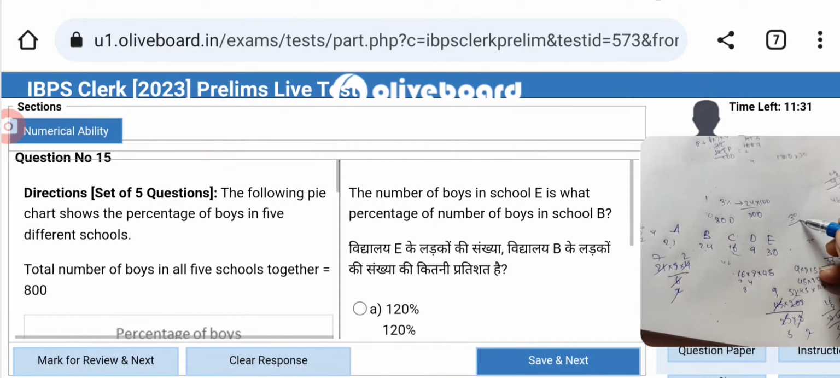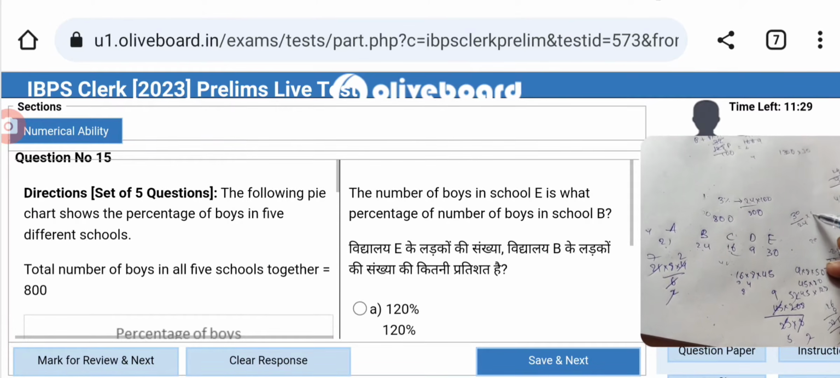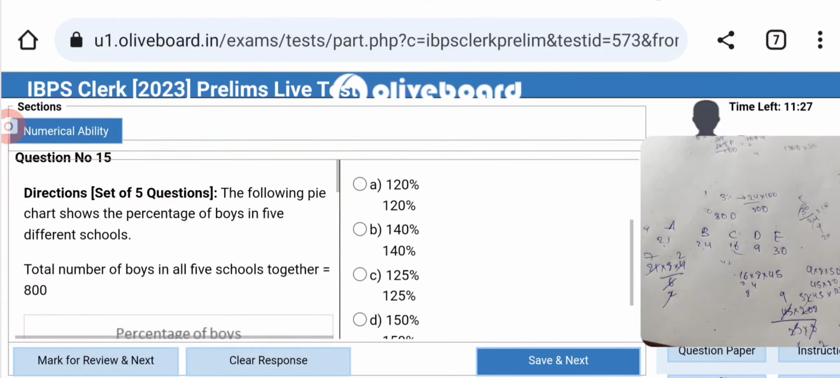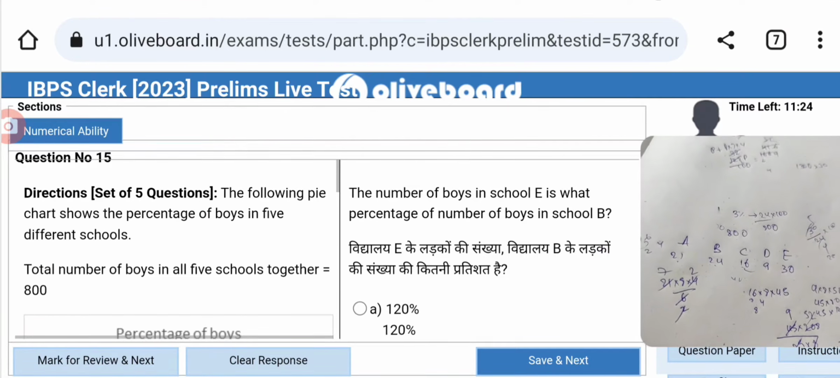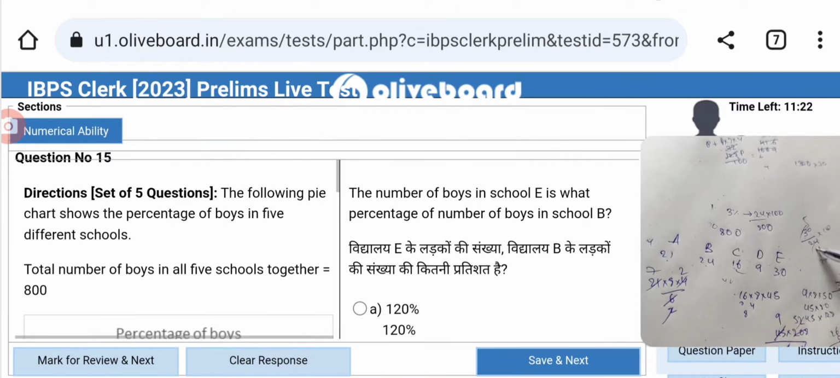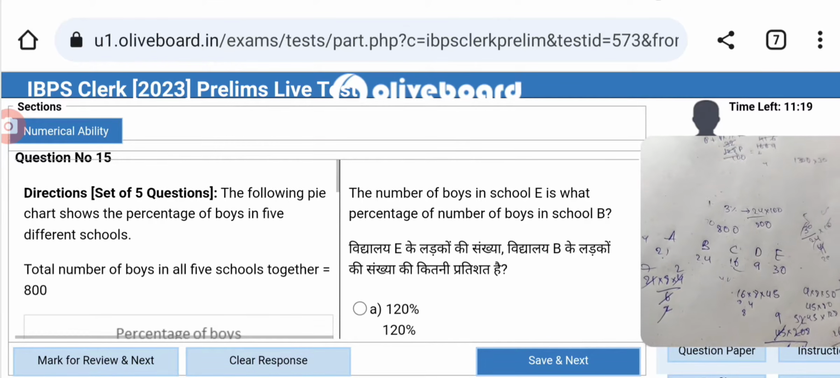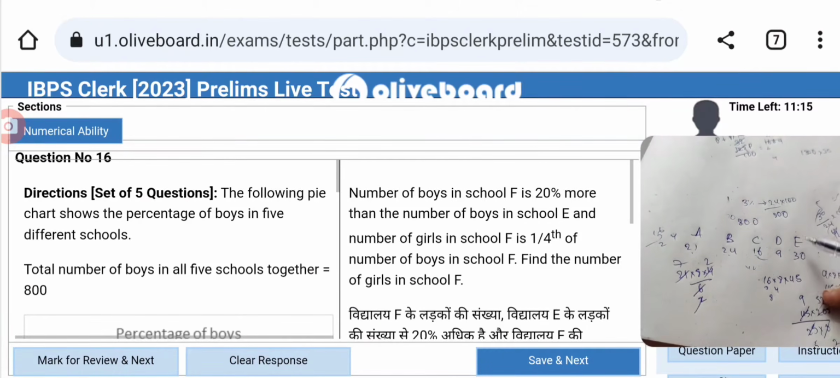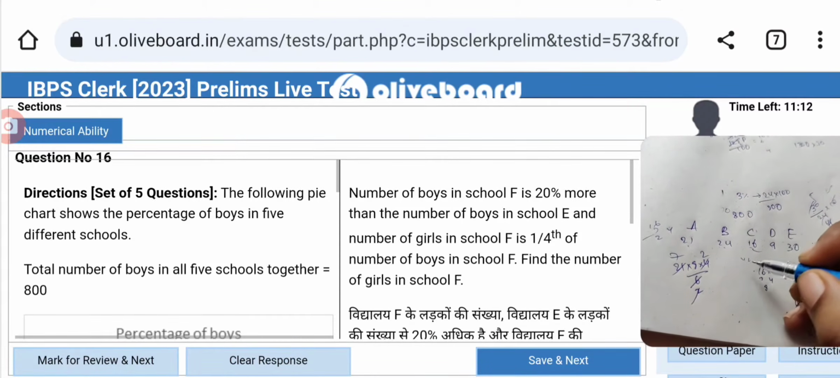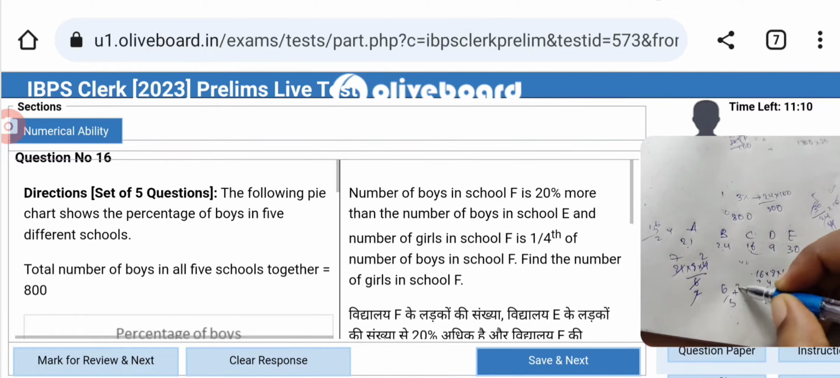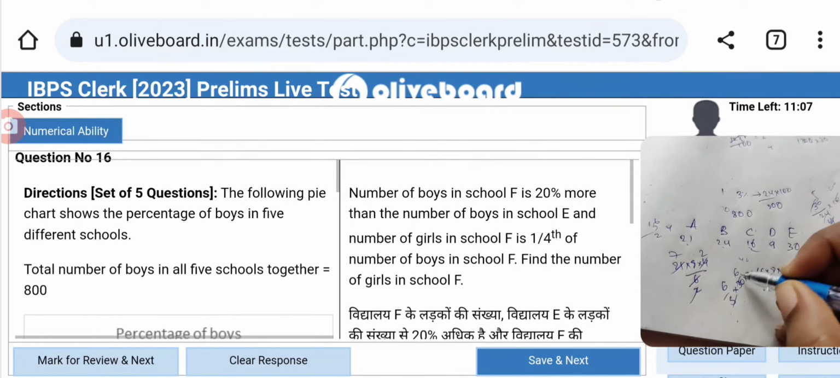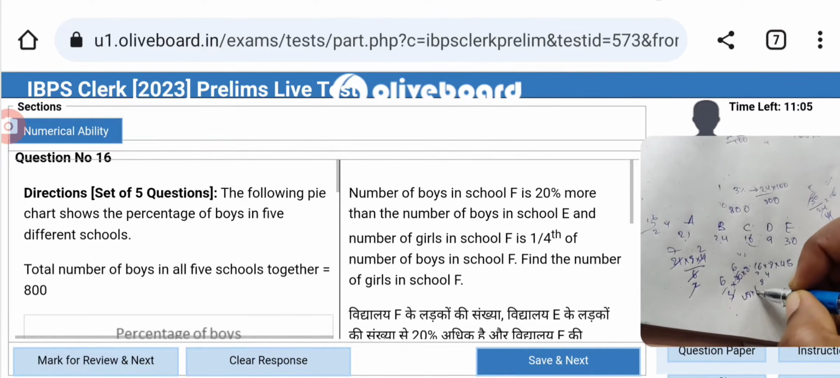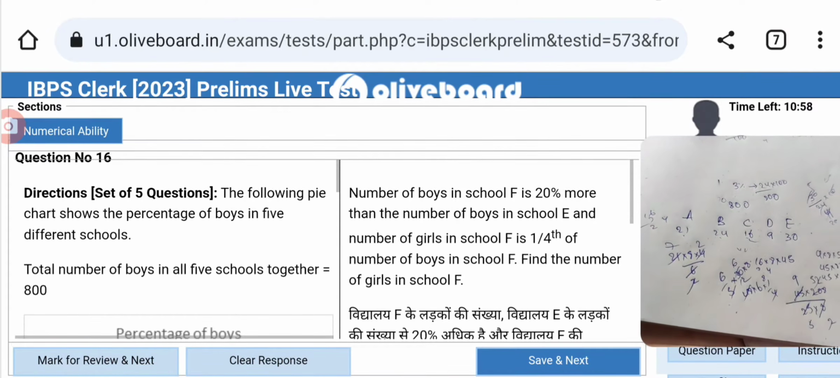The total number of boys in E is 30. What percent of boys in B? 24. 6, 4, 75%. Sorry. E what percentage? 125%. The boys in F are 6 by 5 more than the boys in E. Okay. 48 into 6. And the number of girls in F is 1/4. So 1/4, it is 12 into 6, 72.